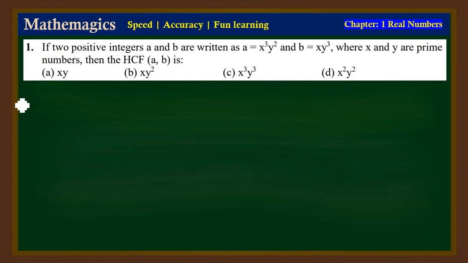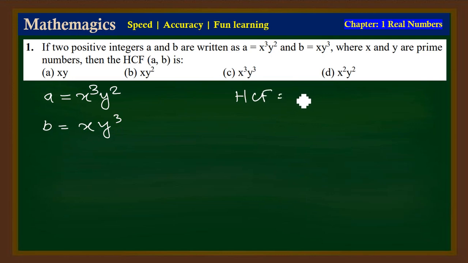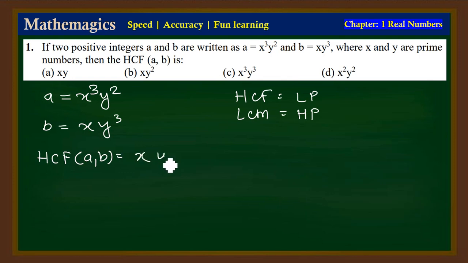So, dear friends, here a is equal to x cube y square and b is equal to x y cube. The question is asking to find the HCF. Here I just wanted to say that in HCF we take the lowest power, and in LCM we take the highest power. As the question is asking regarding the HCF, we will say that the HCF of a and b is equal to the lowest power. Obviously x and y both exist, so let me write x and y.